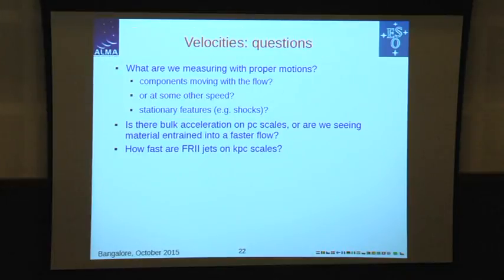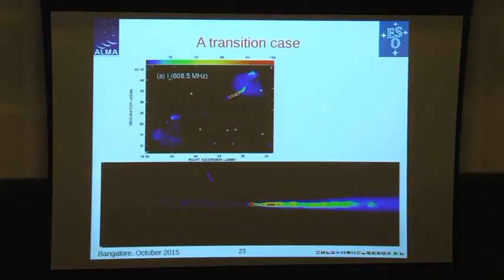So some questions about velocities. Is the bulk acceleration real? What are we measuring with the proper motions? We've had this problem ever since superluminal motion was discovered. What does it actually mean? Are we seeing components moving with the flow? Are we seeing moving shocks? Are we seeing something else? And also, how fast are the powerful jets on kiloparsec scales? We have quite good constraints on the low power jets now, but we don't really know too much about how the high power jets are behaving.